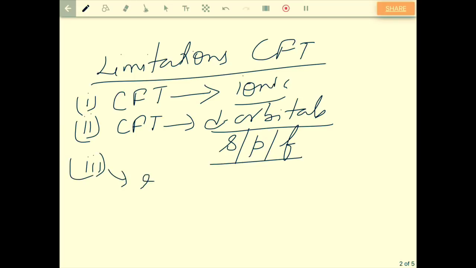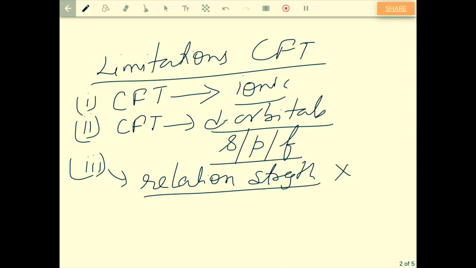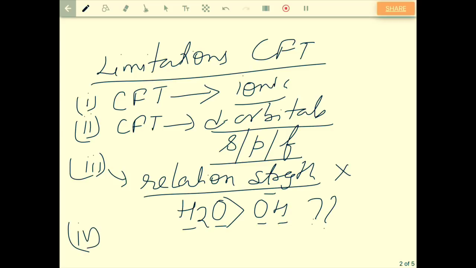Then CFT cannot explain why the strength of one ligand is greater than the strength of another ligand. So it cannot explain the relative strength of some ligands like H2O and OH-. Both of these ligands have hydrogen and oxygen, but the strength of H2O is greater than that of OH-. Why is it so? It cannot be explained by CFT theory.